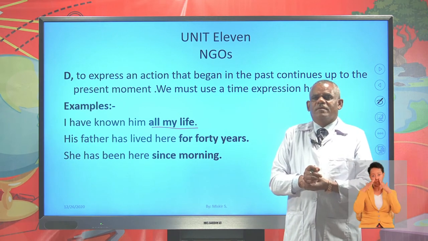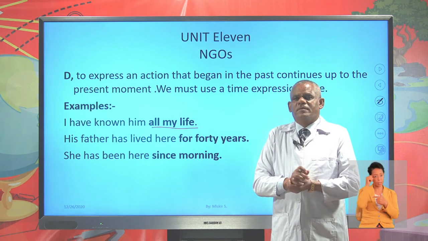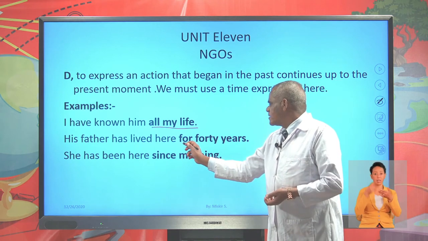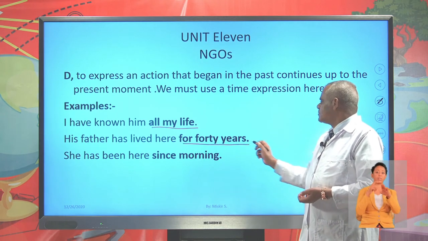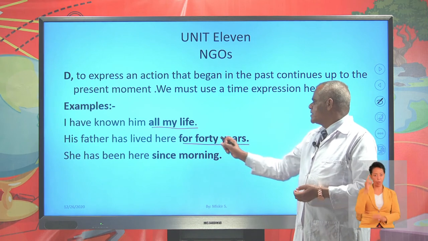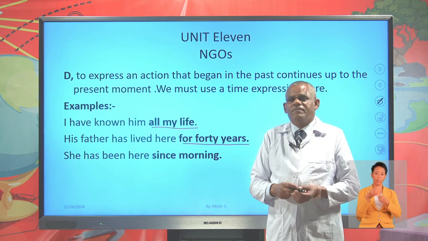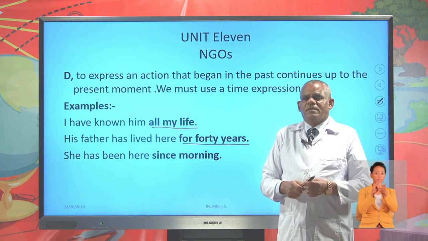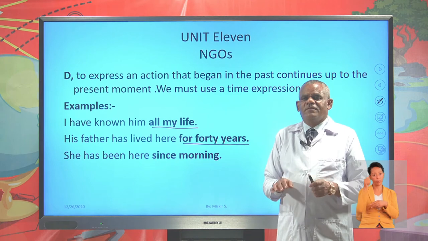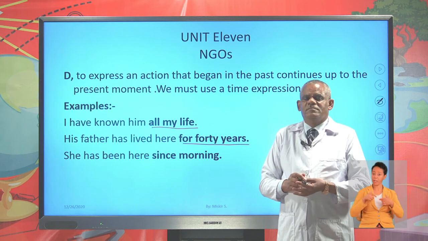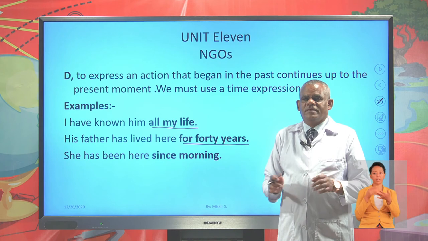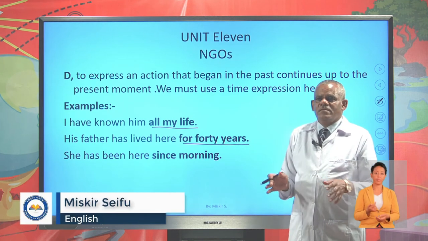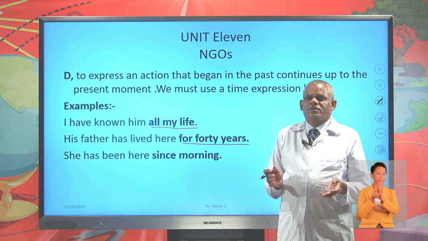In the second, his father has lived here for 40 years. Look, this is a time expression. For 40 years, this is a period of time. This implies that his father still lives there. That is the meaning. Right? So you can do a lot of examples which are similar to this.